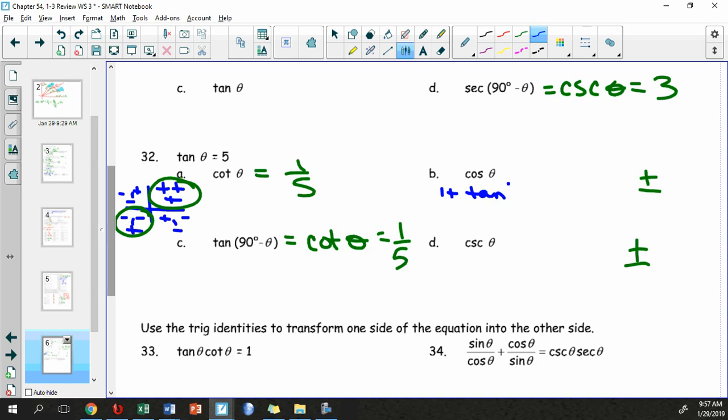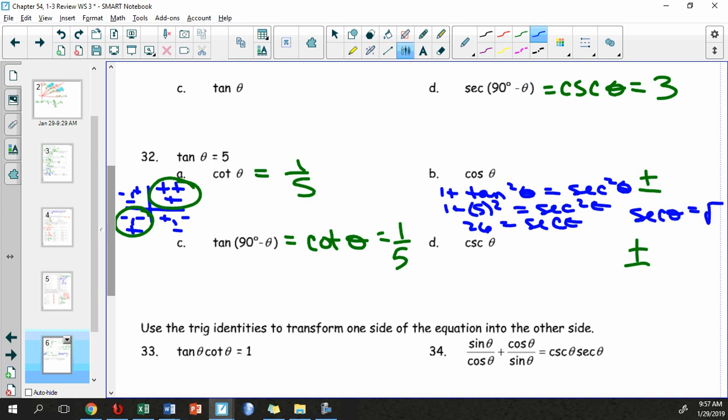So I'm going to simply use my trigonometry. 1 plus tan squared is equal to the secant squared. If I know secant, then what else do I know? Cosine. If I know secant, then I automatically know cosine, right? So this is 1 plus 5 squared is equal to secant squared. So this is 26 is equal to secant squared. So this means that secant is equal to the square root of 26 plus or minus.